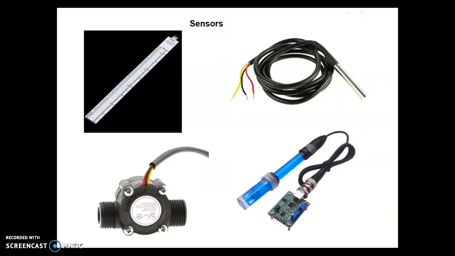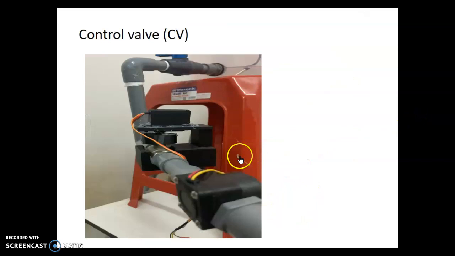Those are the four kinds of sensors that I used to build my process. I have the level sensor over here. I have five temperature sensors. I am also using five flow sensors, and finally I have a pH sensor.